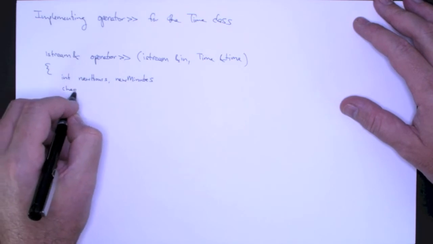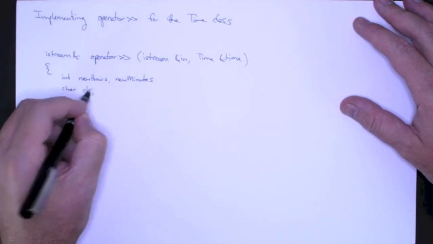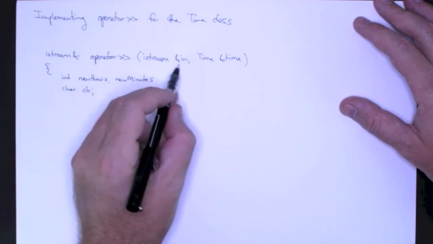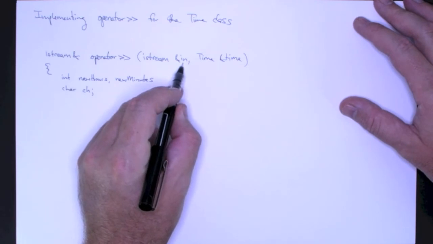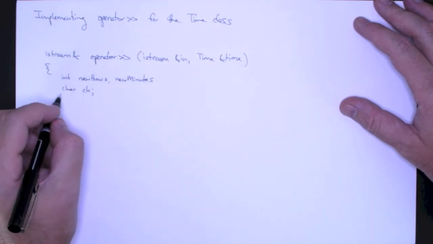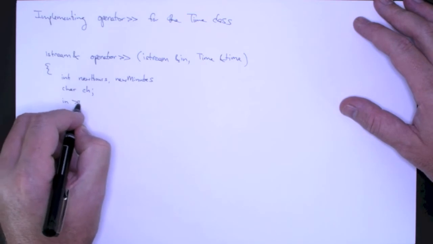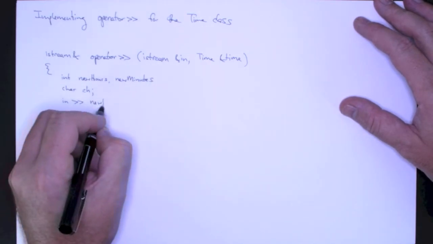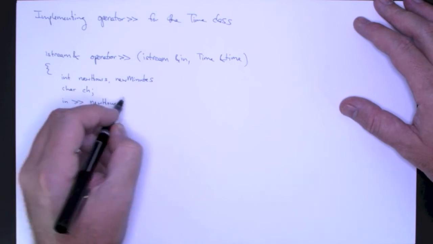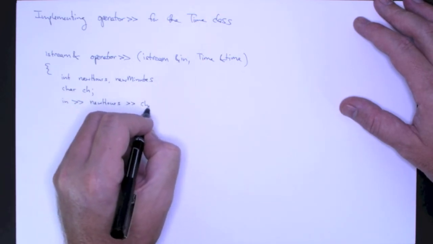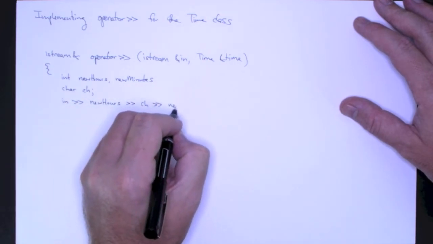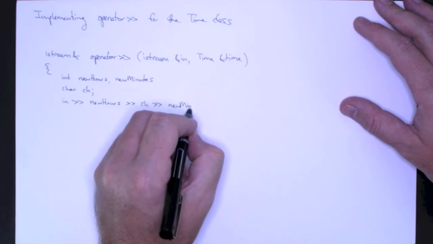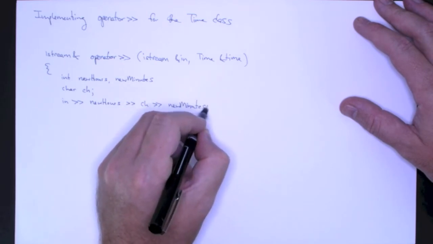And then I need a character for reading. And now I can extract these things from the stream that's being passed in as the parameter here. Just like that.